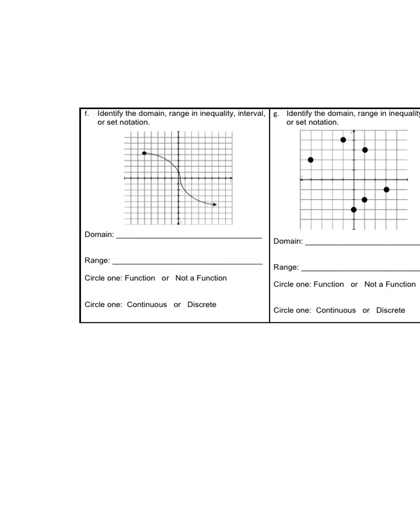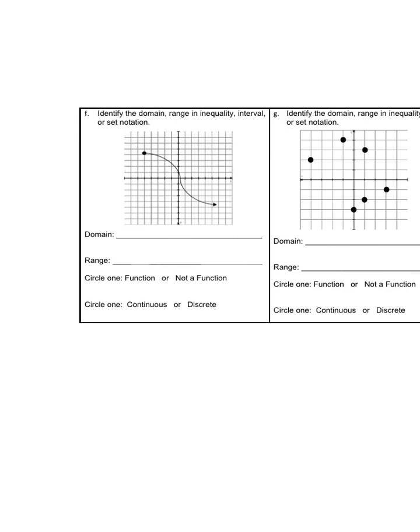Page 4 is just a little bit more tricky, domain and range. You have to be able to identify what kind of notation to use. So on letter F here, since you do have connected points, we're going to use interval notation, or you can use inequality notation, but I prefer interval notation.